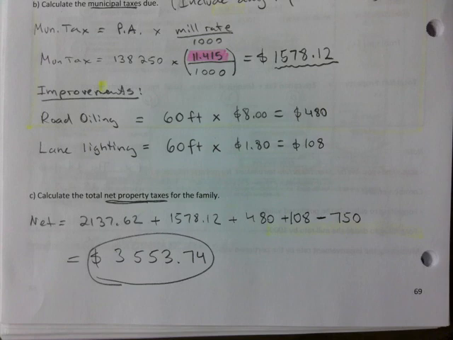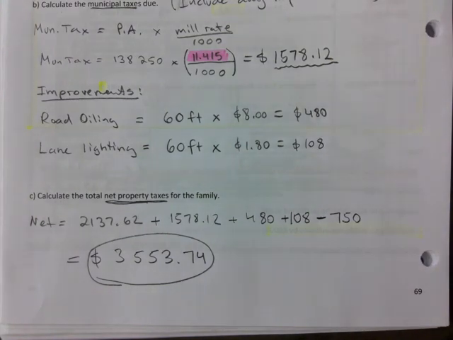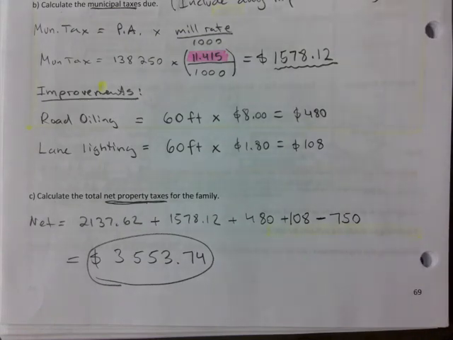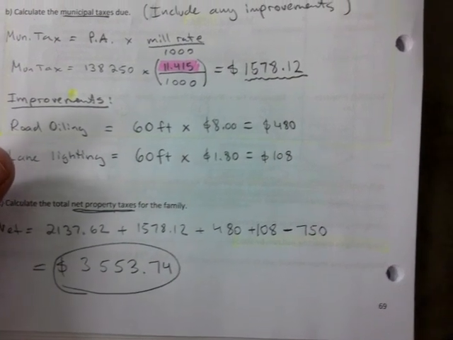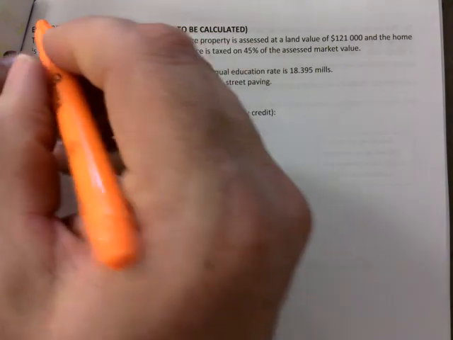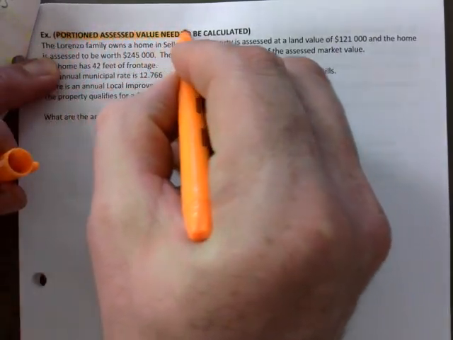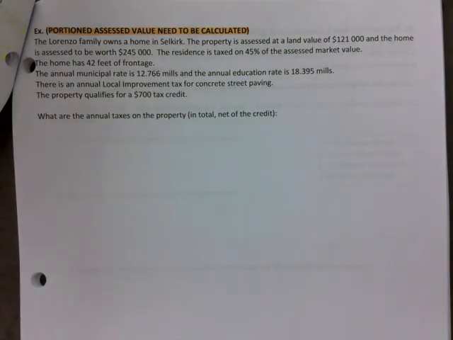Before you go, I would really want you to work on page 70. What's different about 70? Let's look at it before you start so you're not doing a whole bunch of work and it's wrong. What does it say? There's a heading giving it away. Portion assessed value needs to be calculated. So I'm going to do that with you, and then the rest is the same basically.